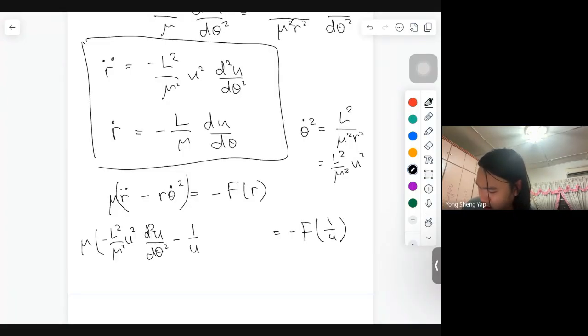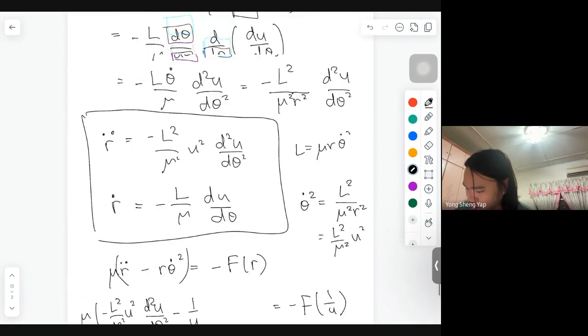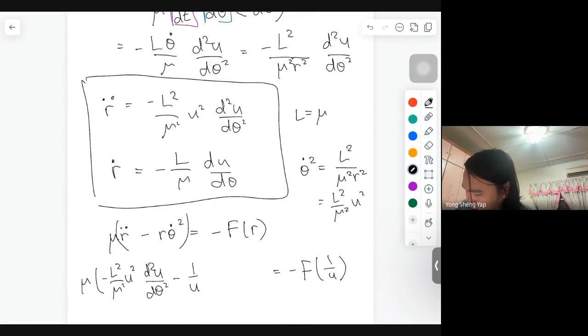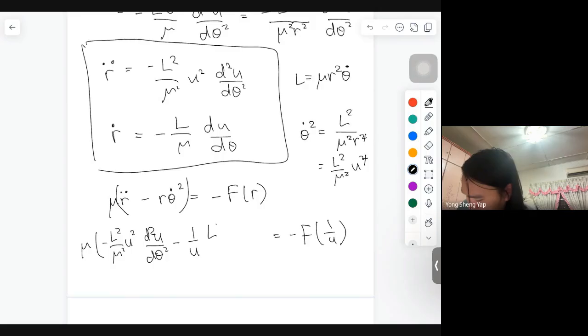Sorry, I think there's something wrong here. I think this is r to the fourth. L equals mu r squared theta dot. No, this is L squared. Sorry, this is correct. Wait. Oh, sorry. This is mu r squared theta dot. So yes, that's true. This is r to the fourth, u to the fourth. Okay, sorry for the hiccup.